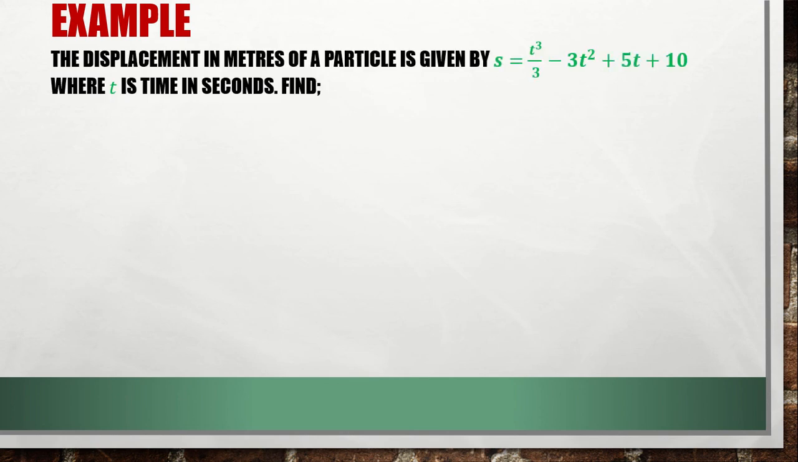Let's now start working on examples. First, the displacement in meters of a particle is given by s is equal to t cubed over 3 minus 3t squared plus 5t plus 10, where t is time in seconds.